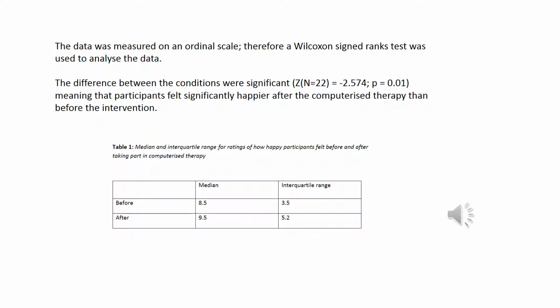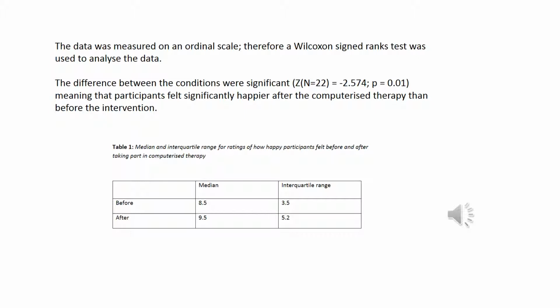And then we would put it into context. So what does this actually mean? It means that participants felt significantly happier after the computerised therapy than before the intervention. And then you could provide a table. Always make sure that you provide a clear title to your table, and that the title is placed in italics.